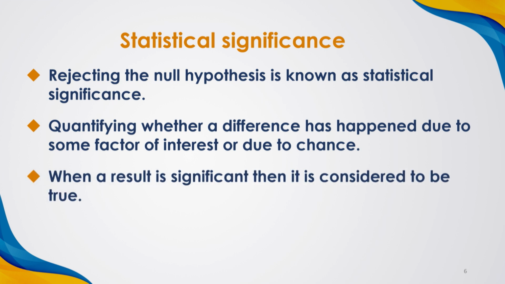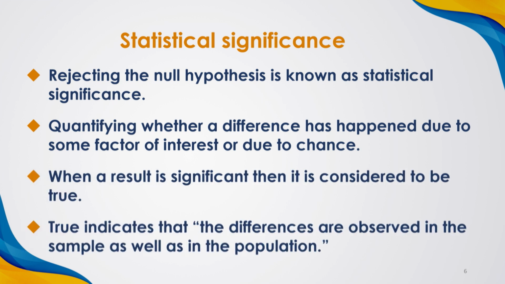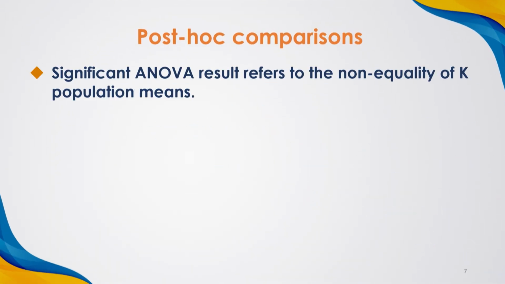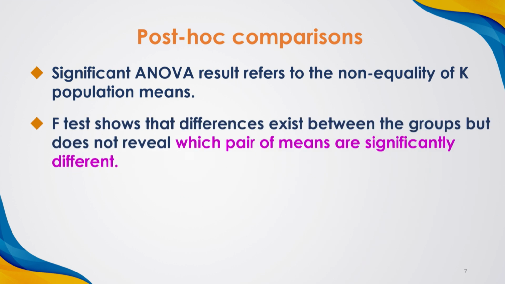When a result is significant, then it is considered to be true. What is meant by true? True indicates that the differences are observed in the sample as well as in the population. Significant ANOVA result refers to the non-equality of K population means. In the previous lesson, we have performed an F test for the case scenario called anxiety score. In that, we have shown there was a difference between the three interventions we studied, but it does not reveal which pair of means are significantly different.